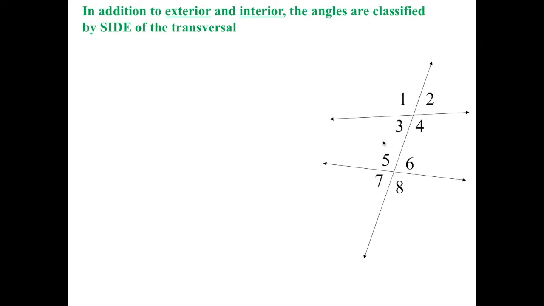When we're talking about side in this situation, we talk about exterior of the two lines, interior of the two lines. That's the way we talk about the two lines that are cut by the transversal. If we say side, we're talking side of the transversal. So here's the right side, here's the left side. And we're not going to say left, we're not going to say right. We're going to classify angles by being on the same side, or we're going to classify them by being on alternate sides. Okay, so same side, alternate sides.